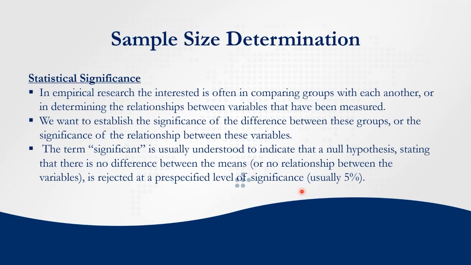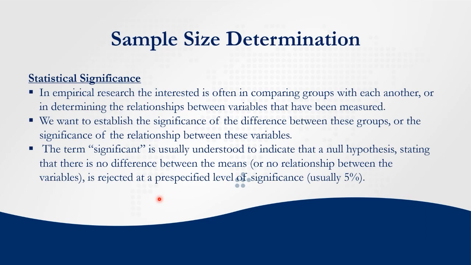So moving on to statistical significance. Statistical significance, we said, is what? It's alpha, our level of significance, which is the probability of type 1 error. Statistical significance is alpha, which is the probability of type 1 error. We also call it the level of significance.